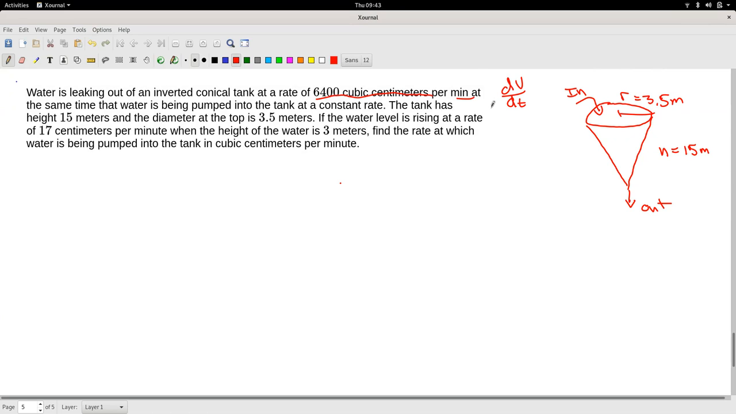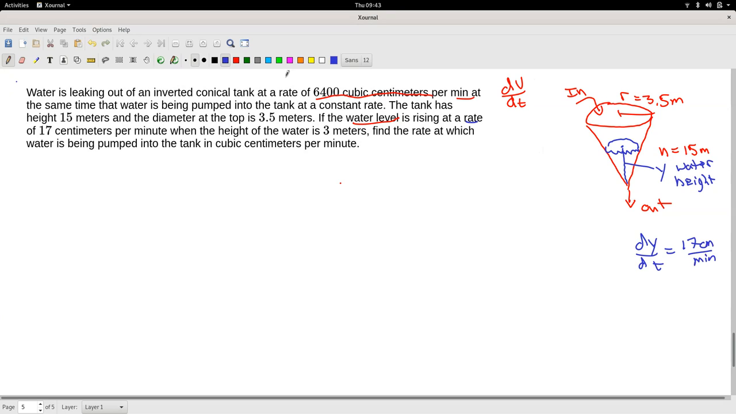If the water level is rising at a rate of 17 centimeters per minute, all right, let's think about that. The water level, so we have some water in here. And that height right there is rising. So maybe I'm gonna call that height y. And they say it's rising at a rate of 17 centimeters per minute. So then they're giving me their dy dt, the rate at which that water height is rising. So dy dt is 17 centimeters per minute. So I can put that in here.